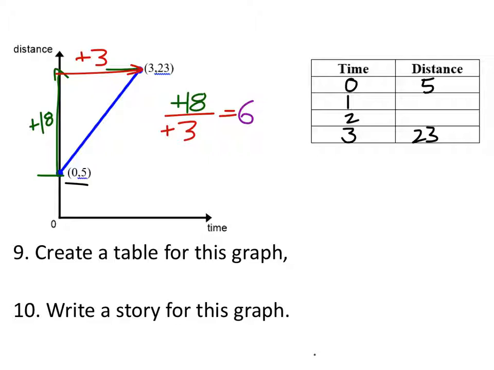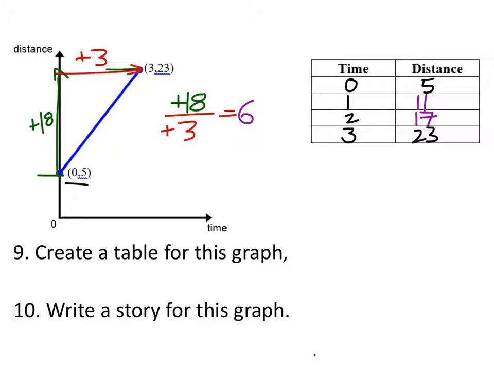So from the 5, we'll add 6 to make that 11. And then we add another 6 to make it 17. And then the other 6 would make that 23. So it is consistent on this one, and it should be because it's a straight line. So this would be the table, the graph.